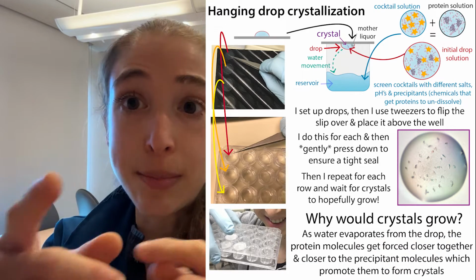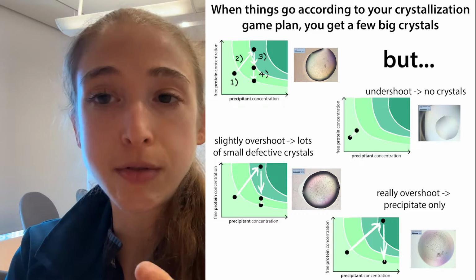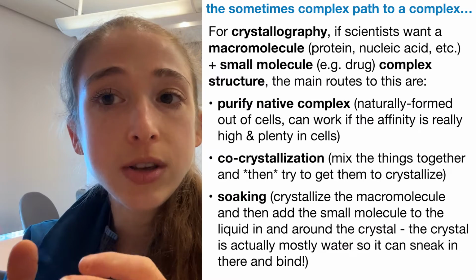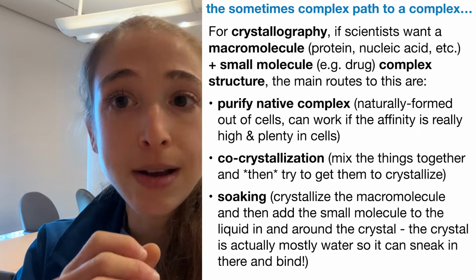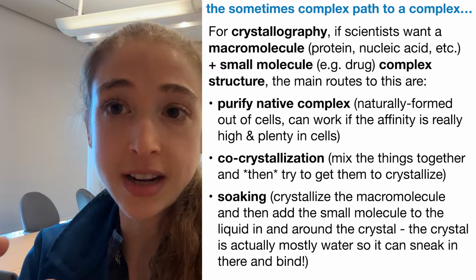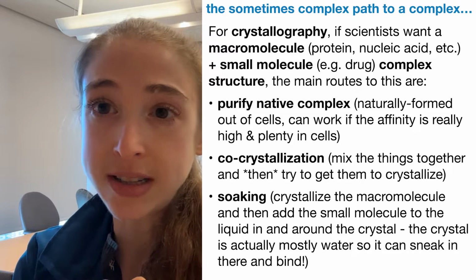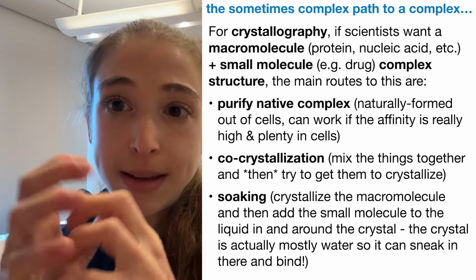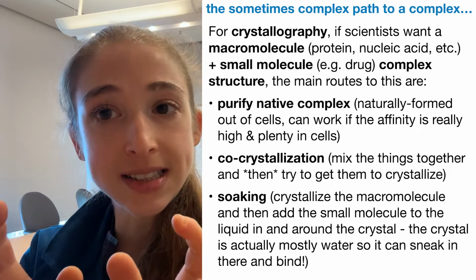So for all of that to happen, you have to have that crystal, and getting molecules to crystallize can be really, really hard. What you can do though is that if you want the structure of a protein with something bound to it, you have a couple options. One is co-crystallization. Here you actually mix the protein with the drug or with the other molecule you want it to bind to, and then you try to get them to crystallize together. And so sometimes this works, sometimes it doesn't.